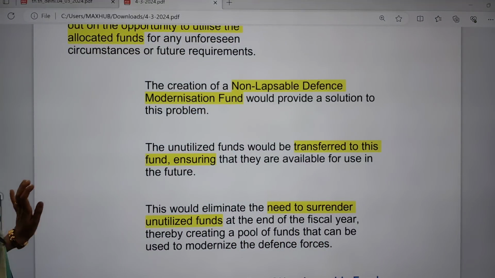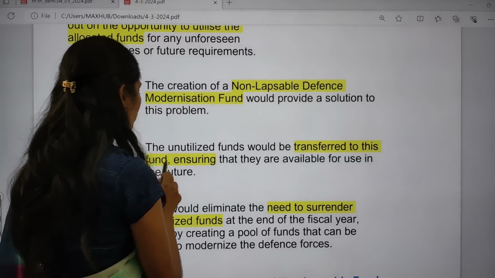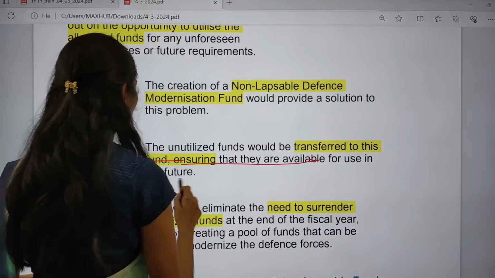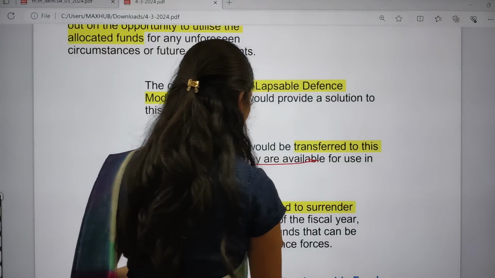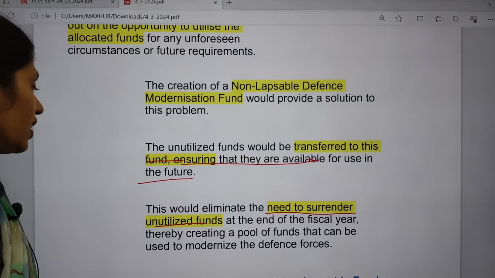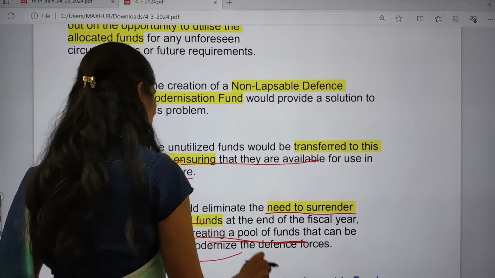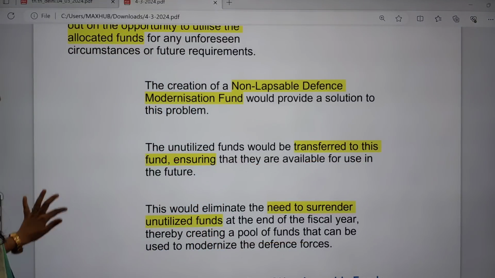Whatever unutilized funds are there are to be transferred to this non-lapsable fund, and we have to ensure they are available for use in the future. This would eliminate the need to surrender unutilized funds at the end of the fiscal year, thereby creating a pool of funds that can be used for modernization of the defense forces in the future. So this is what is mainly said.